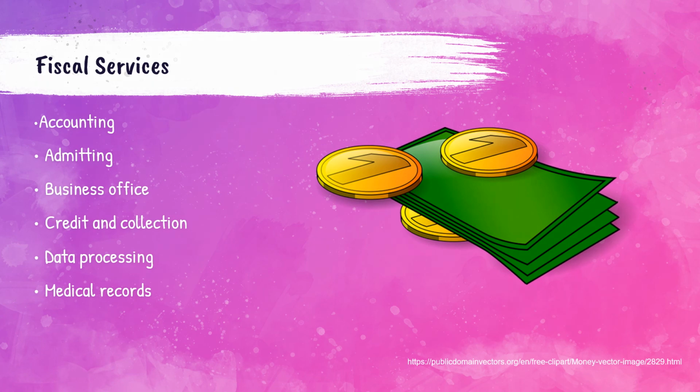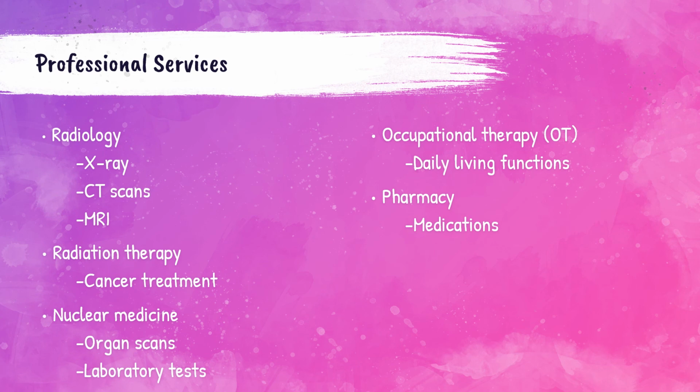Healthcare systems also have professional services. So these include things like radiology that provide things like x-rays, CT scans, and MRI scans. There's also radiation therapy that is provided for patients that are receiving treatment for cancer. Nuclear medicine uses radioactive material inside the body to see how organs and tissues are functioning for the diagnosis of disease.